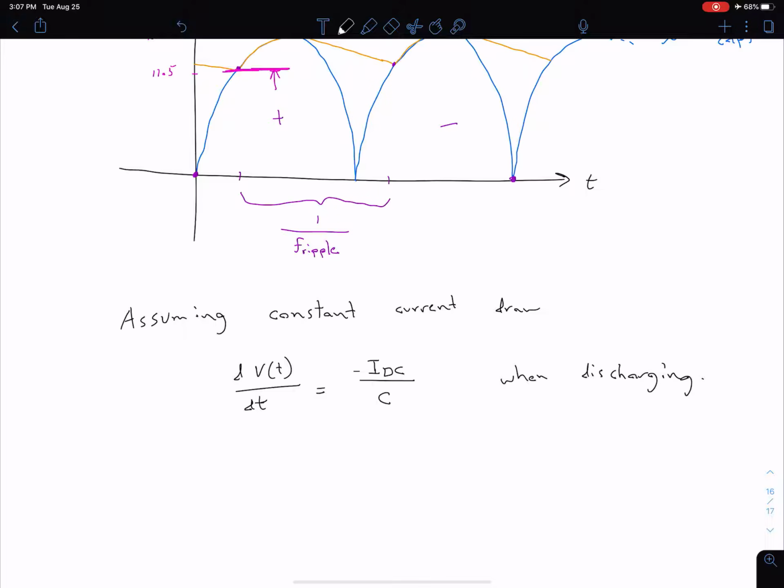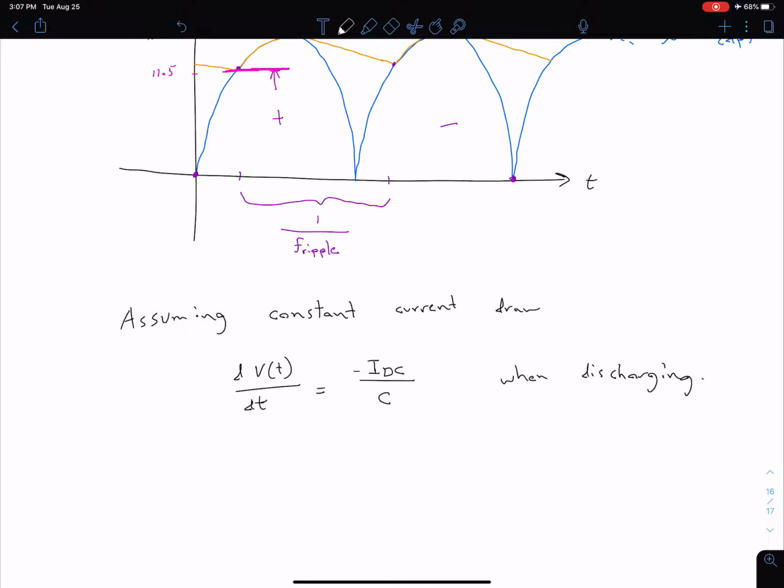And so what we notice is that this is essentially just our capacitor IV equation. Remember, we have I equals C dV/dt, so we've just rearranged that a little bit with the C on the other side. And of course we have the negative because our capacitor is discharging, so our voltage is decreasing.